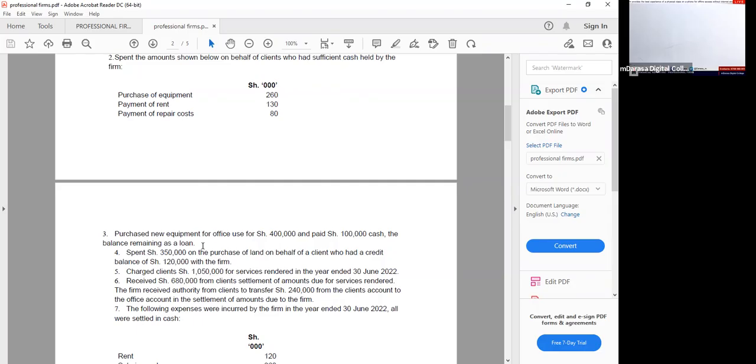Note 4, spent 350 on the purchase of land on behalf of our client who had a credit balance of 120 with the firm. So in this case, we purchased land. This person had 120 with us, but for the remaining, we had to pay. So we'll see how we'll treat that statement.